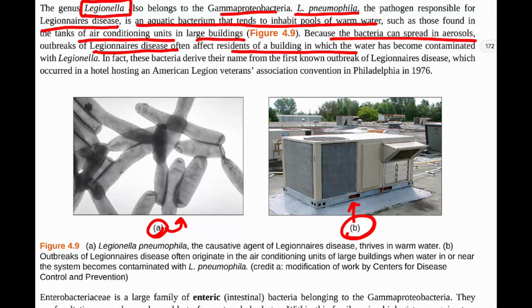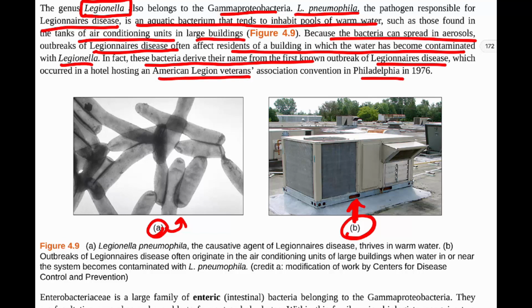These bacteria derive their names from the first known outbreak of Legionnaires' disease, which occurred in a hotel hosting the American Legion Veterans Association convention. That's where the name came from, because in that case, in Philadelphia, the hotel's water was contaminated with Legionella pneumophila, and it caused Legionnaires' disease.